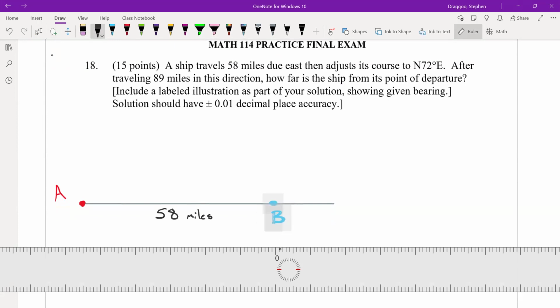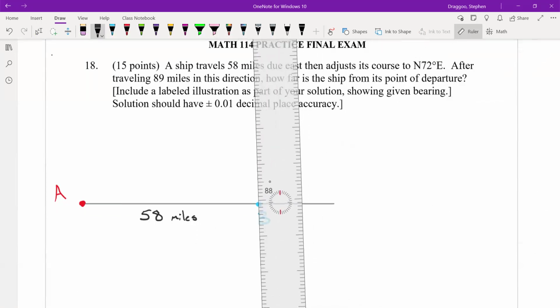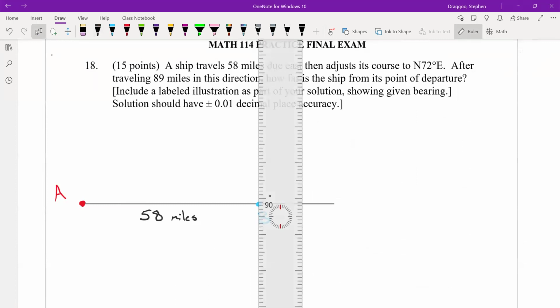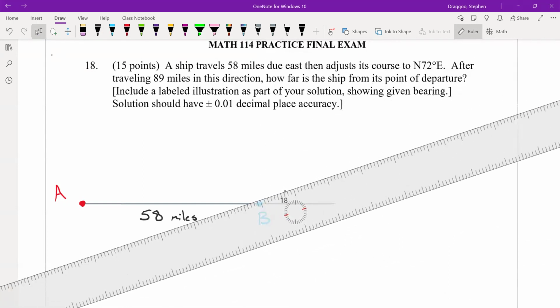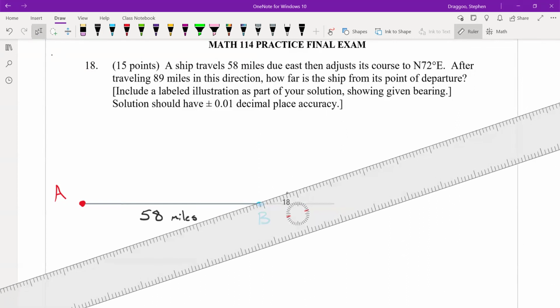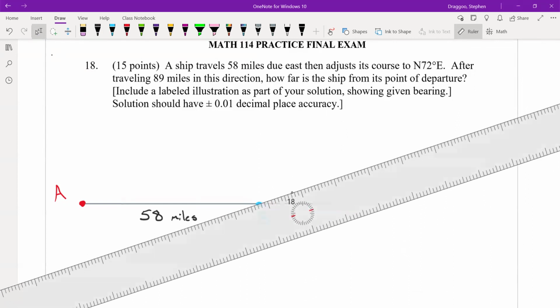And actually, so that I've got enough space and this diagram looks a little better, I'm going to bring those a bit closer together, because our next distance needs to be a fair bit longer than that. I think we're going to be going 89 miles in some new direction. So we're going to adjust our course to 72 degrees east of north. So I'd start at north, measure 72 degrees over to the east. My ruler, I think, should have a remainder value of 18.